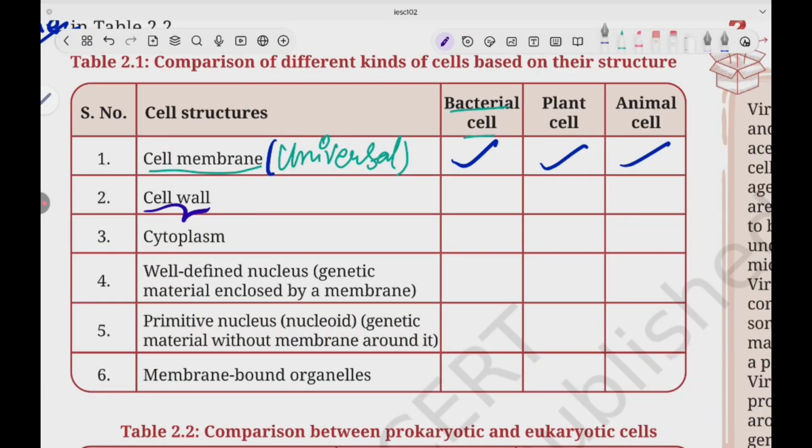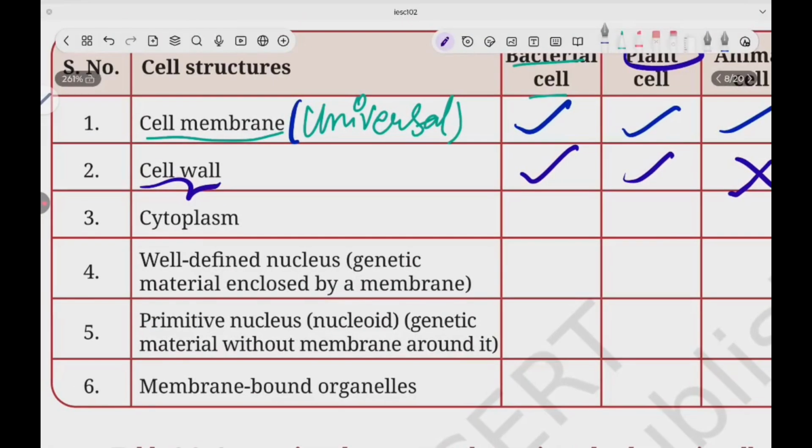The cell wall is present in the bacterial cell and plant cell, but it is not present in the animal cell. Why is it not present in the animal cell? Because plants need a rigid frame to withstand wind and rain and all these climatic changes, whereas animals move from one place to another, so they don't need such frame support, right? The next is cytoplasm. Same, universal.